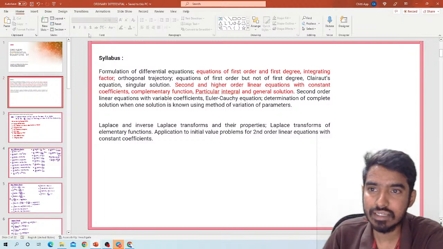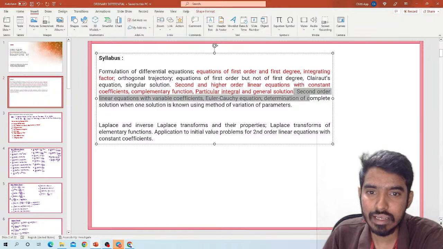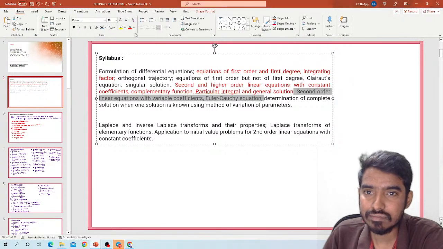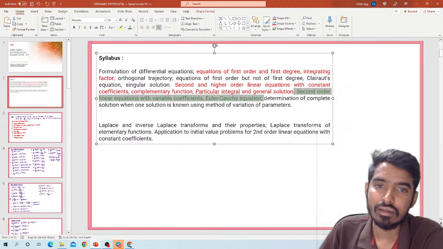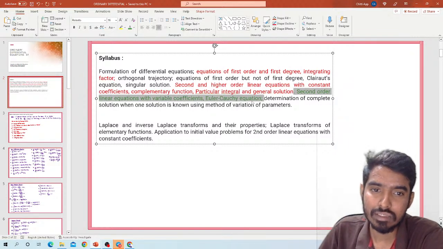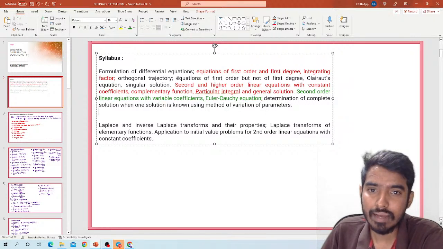The next class, we will be starting this second order with a variable coefficient. This is what we're going to do in the next class. We will be taking another 2 to 3 classes for this topic. After that, we will be solving variation of parameters. After completing variation of parameters, we will be solving these equations of first order but not of first degree.